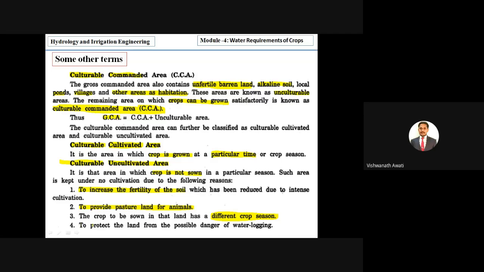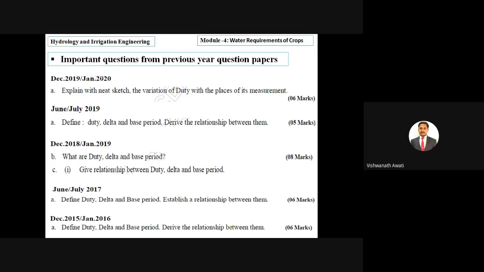Then, to protect the land from the possible danger of waterlogging. We know what waterlogging means: there is no good drainage in the soil, and soil voids are filled with water and minute particles. To reduce waterlogging, they take some gap. Then we'll discuss some important questions.